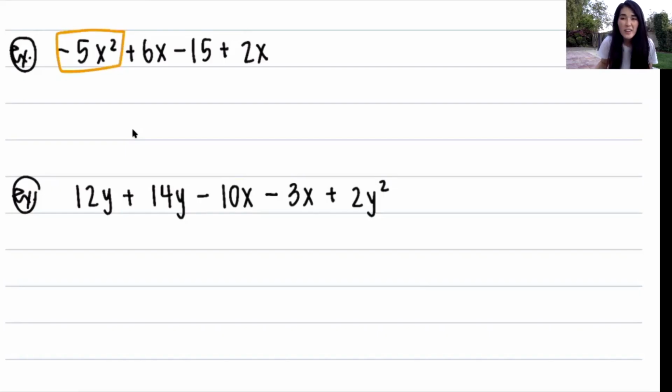All right, guys, so I'll go ahead and give you guys the answers. In the first problem here, notice we only have one x squared, so there is nothing to combine that with. So I'm going to leave that the same, negative 5x squared.